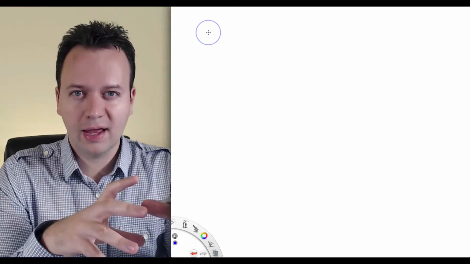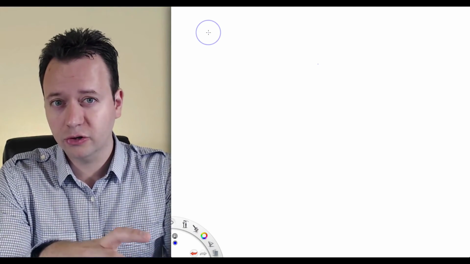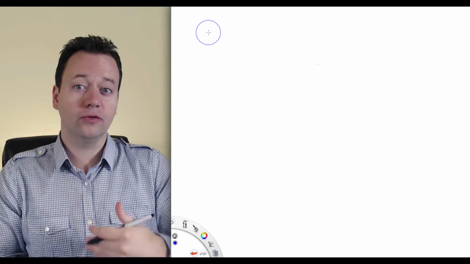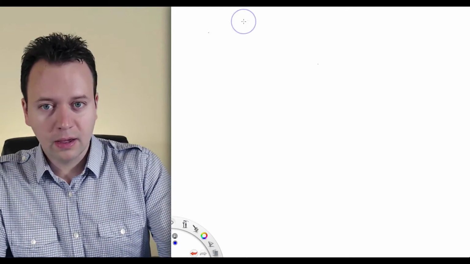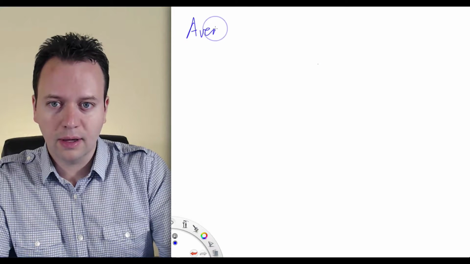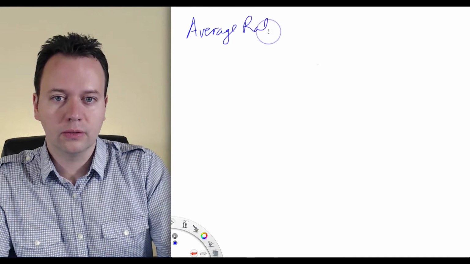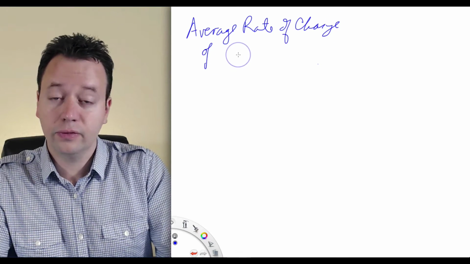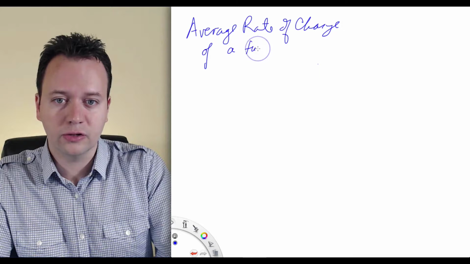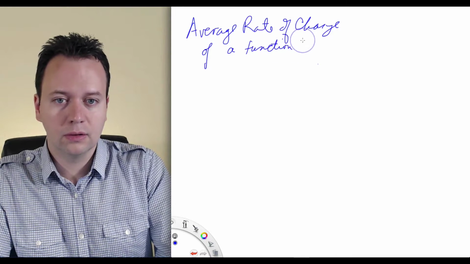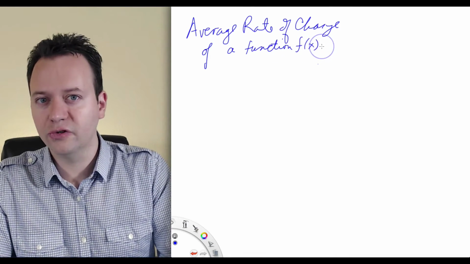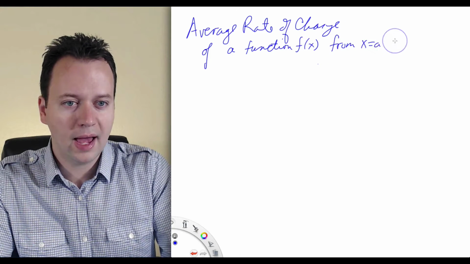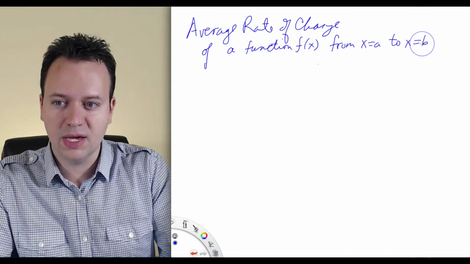Before we understand the instantaneous rate of change, or how functions change at an instant in time, we have to understand first how functions change over an interval or a period of time. This is called the average rate of change, of some given function, which we'll call f of x, over a specified interval. So we have to specify the interval, from x equals a to x equals b.